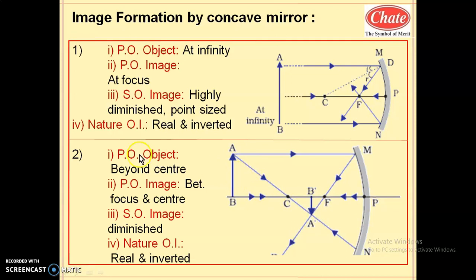So write about this. Position of object is beyond C. Position of image is between C and F, or F and C. C means center, F is focus. What is size of the image? It is diminished. It is smaller in size. And what is nature of image? It is real and inverted. Why real and inverted? Because this image is obtained by the direct intersection of reflected rays. So such an image is called real and inverted.